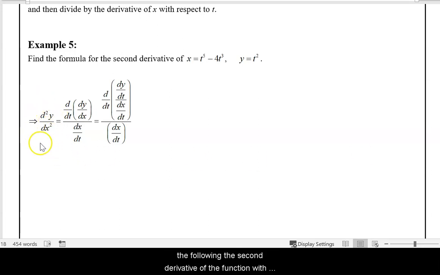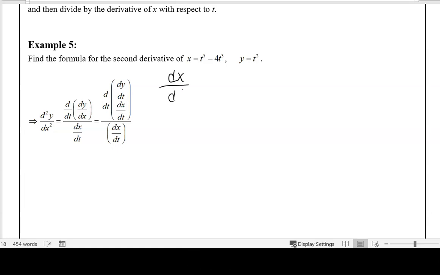The second derivative of the function with respect to x both times is the derivative with respect to t of the first derivative dy dx, all divided by dx dt. In order to compute dy dx, remember that dy dx is the ratio of dy dt divided by dx dt. My first step is to find both dy dt and dx dt. To do that, I'll come to the side and write each of those out.